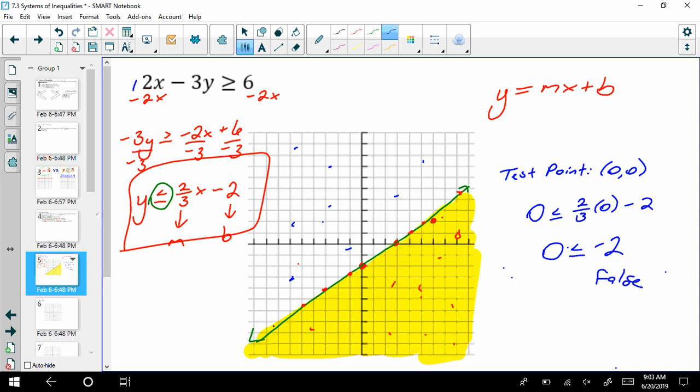Another rule of thumb, and some people don't like this way, you can skip the test point business and just know right away which side to shade. To do that, you have to look at where you got y alone. Notice how it said y is less than or equal to. Less than or equal to literally means below the line, less than the line. So that's why I shaded below.